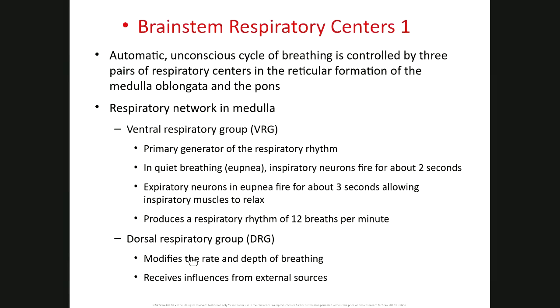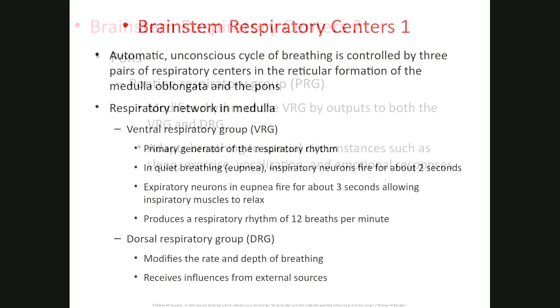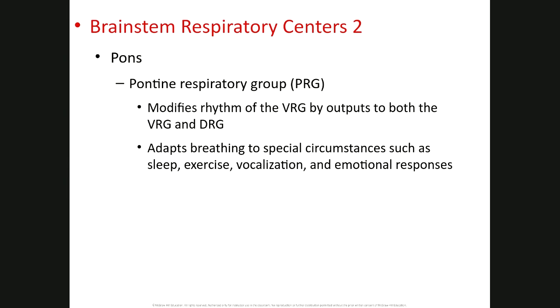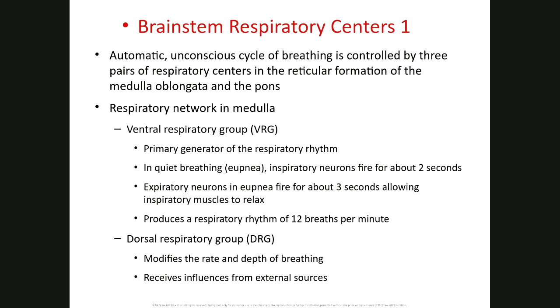At the same time, besides the VRG, you will have another one called DRG, dorsal respiratory group. DRG depends on the influence from other sources outside of the centre. The rate and depth of breathing in DRG is also changed. For example, if there's too much acid in the blood, you might end up increasing respiration.